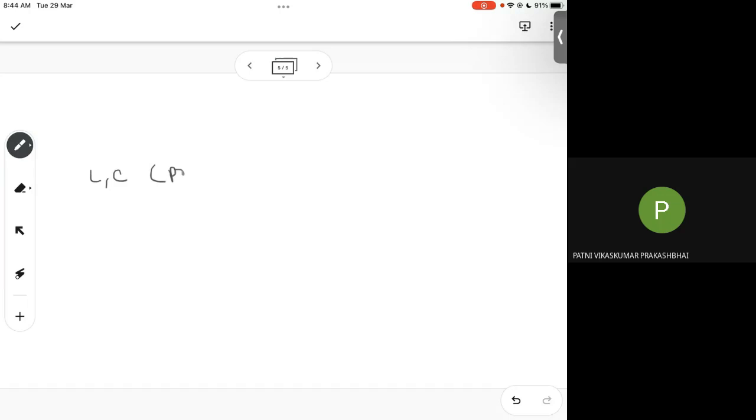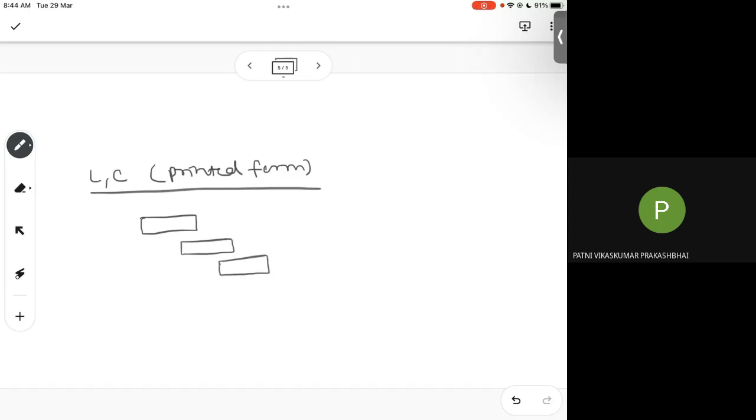Also, if you see here, L and C are, as I told you, used in printed form. They have taken a different avatar. When you use L and C, they look like different designs. You will find a design something like this. There is a line here, there is a line here, there is a line here. So this is metal, this is metal, this is metal.